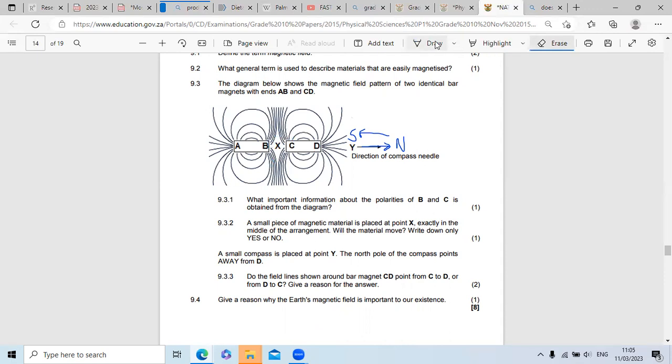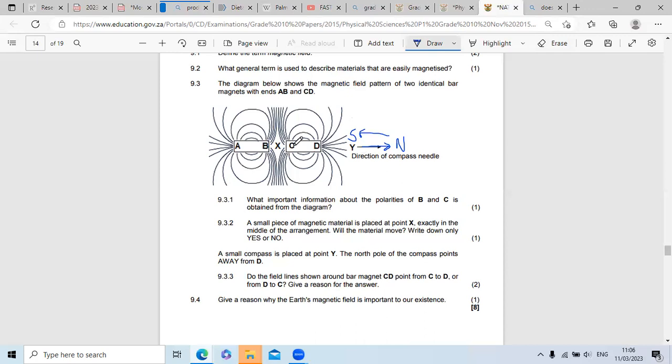And now we're gonna go to the next one, where they say a small compass is placed at point Y. The north pole of the compass points away from D. So the field lines around the bar magnet CD point from C to D or from D to C. So you remember that the north pole, if it's pointing away from D, that means D is most likely the North Pole and C is most likely the South Pole.